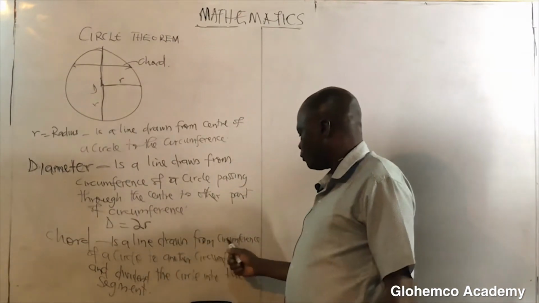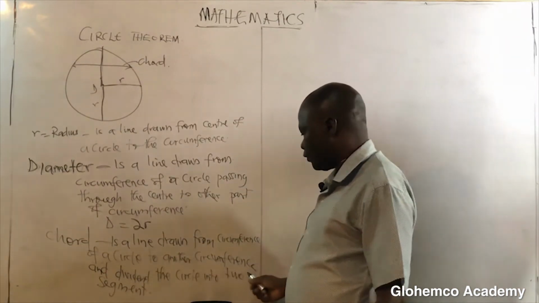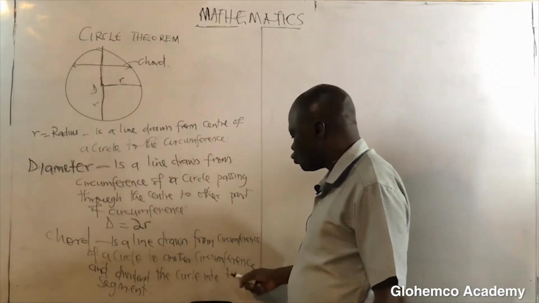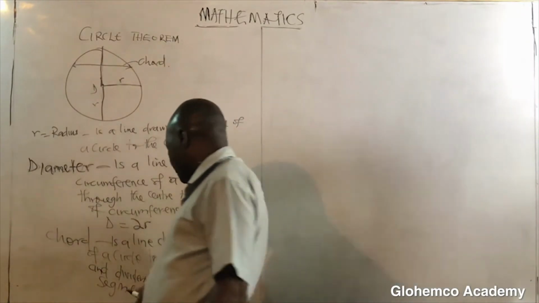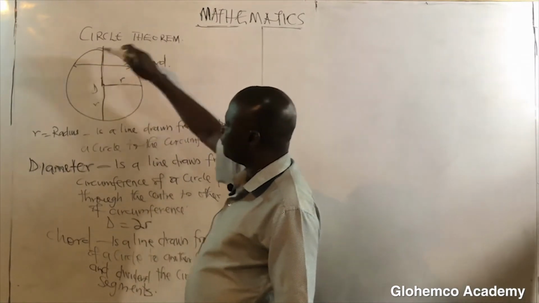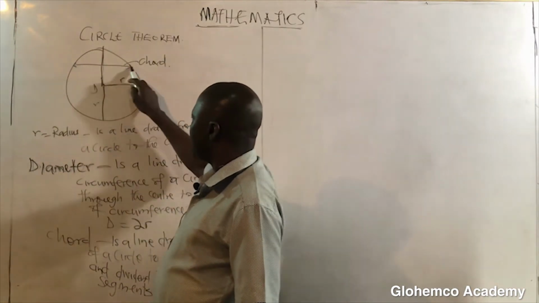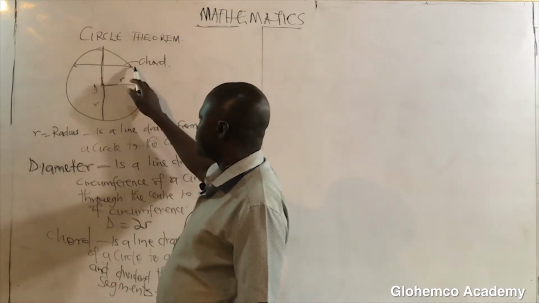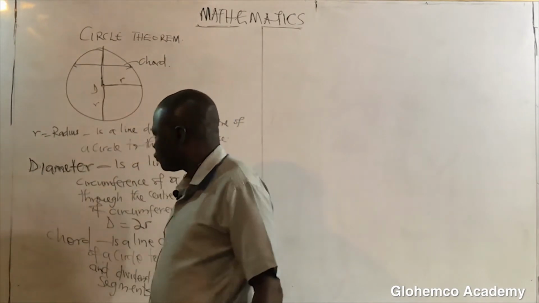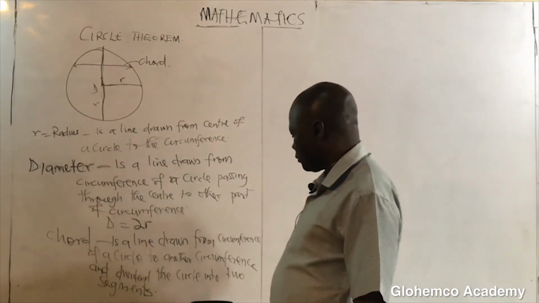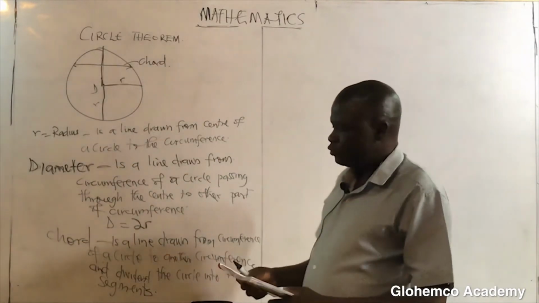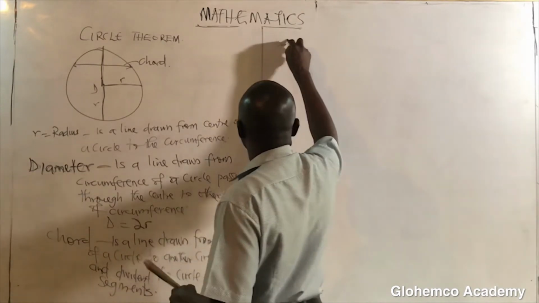A chord is a line drawn from the circumference of a circle to another circumference and dividing the circle into two segments. You can see from the diagram that if you draw a chord here, this is a chord running from circumference to circumference. The upper one, this line is called chord, and we now have two segments, the upper one and the other one, called segment. So what is segment?